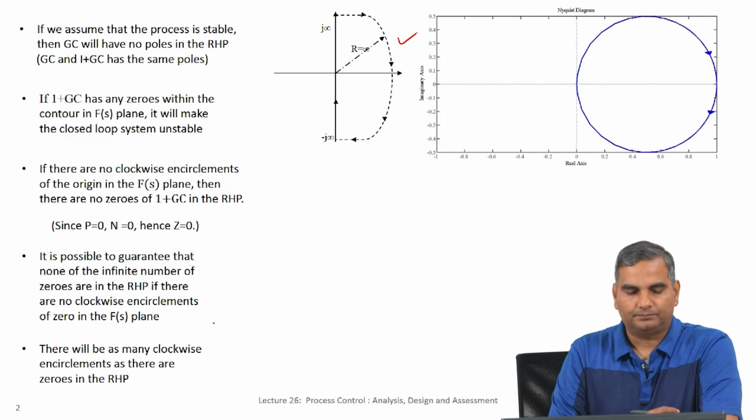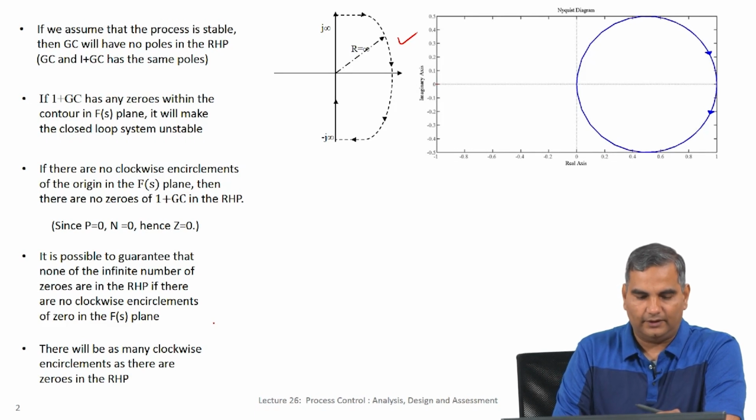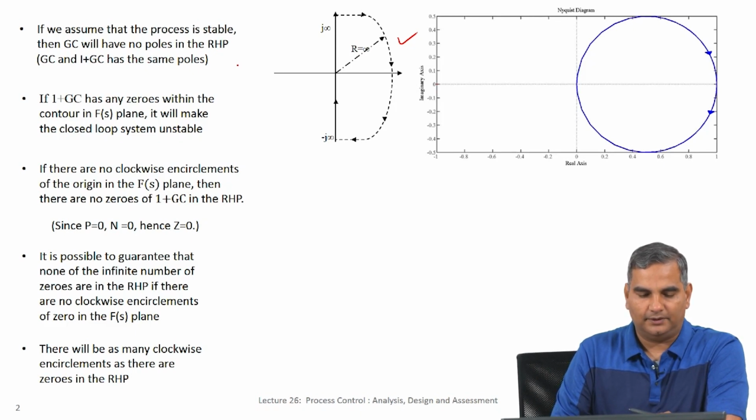So, we have already subsumed this idea of doing this for time delay systems in all the discussions we have had till now. So, let us look at each one of these bullet points and see whether we understand this carefully. First, if we assume that the process itself is stable, then GC will have no poles in the RHP. Let us see whether we understand this.